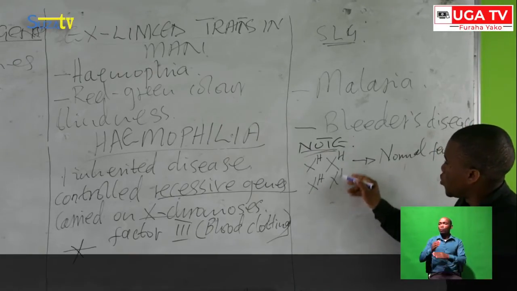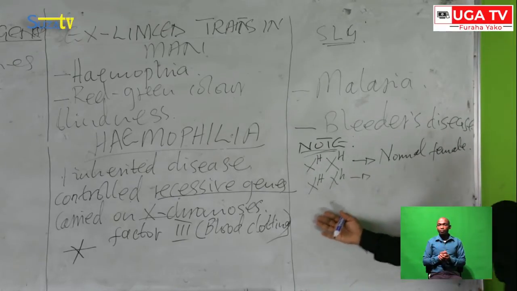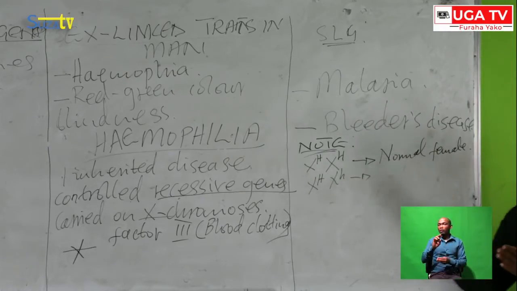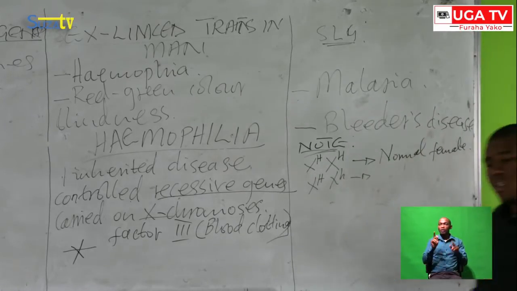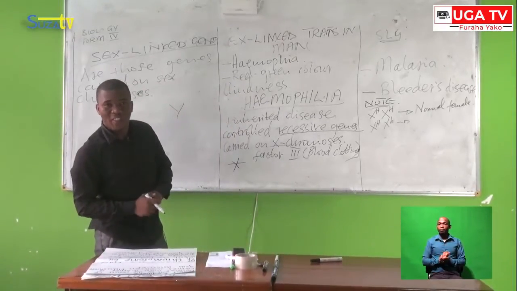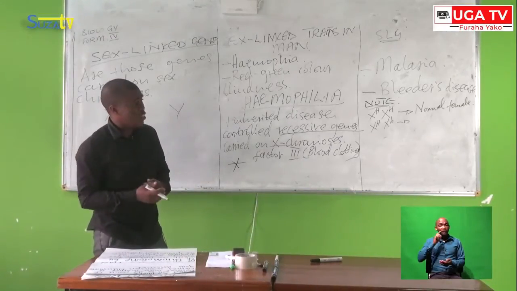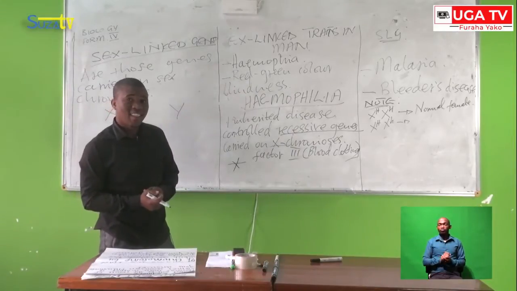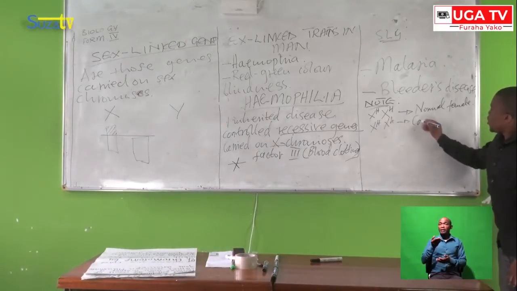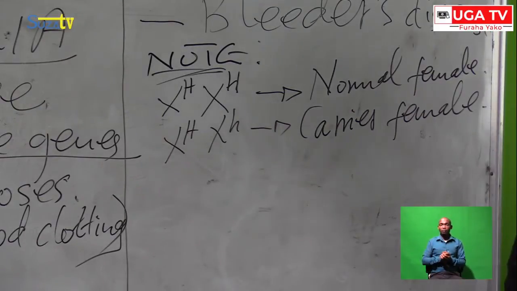What about this one? Who can try? The state of this female will be normal, carrier, or affected? Zoena, can you try please? Stand up please. Don't feel shy. Try. Okay, good. Zoena said this one will be a carrier female. Good. Clap one. Thank you.